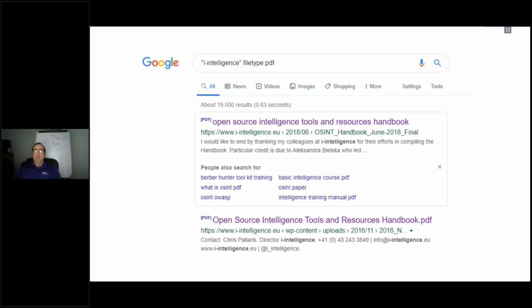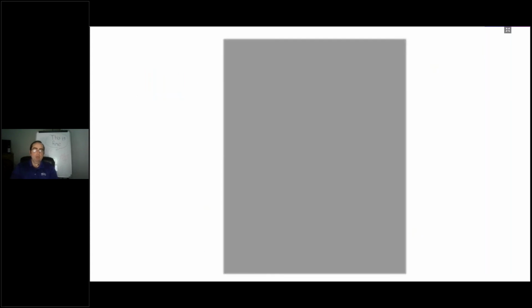Another one of my favorites, iIntelligence, a great organization that I mentioned, puts on a variety of different classes. In this case, if you punch into your preferred search engine iIntelligence, and the same thing, we'll use file type PDF. This gets you into, if you just love being inundated in information, their open source intelligence tools and resources handbook.